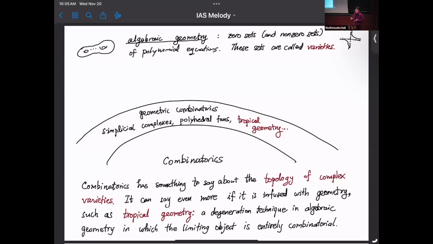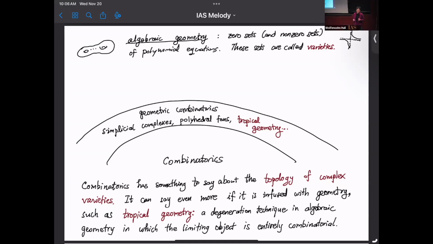And if you don't mind me suggesting a moral of the story, which you're welcome to ignore, one possible moral is that combinatorics can say even more if you put a little geometry back into the story. This might be geometry related to combinatorics, perhaps that of simplicial complexes, polyhedral complexes, or fans, and in particular, something called tropical geometry. I'll give you a slogan for tropical geometry, and then I'll give you a cartoon example to start out. My slogan is that tropical geometry is a degeneration technique in algebraic geometry, in which the limiting object, rather than being a variety in any way, is entirely combinatorial, e.g. polyhedral.